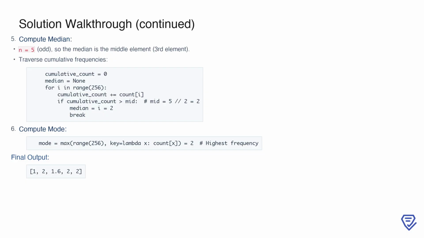We traverse the cumulative frequencies, keeping track of how many elements we've encountered. Once the cumulative count exceeds the midpoint, which is 2, the median is identified as the current index, which is 2. For the mode, we look for the index with the highest count. Here, index 2 has the highest count of 3, so the mode is 2. The final output for this example is an array consisting of the minimum value, maximum value, mean, median, and mode: 1, 2, 1.6, 2, 2.